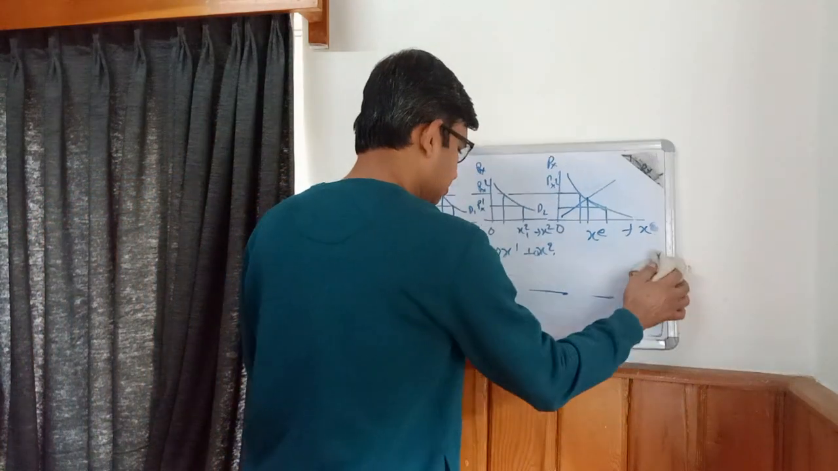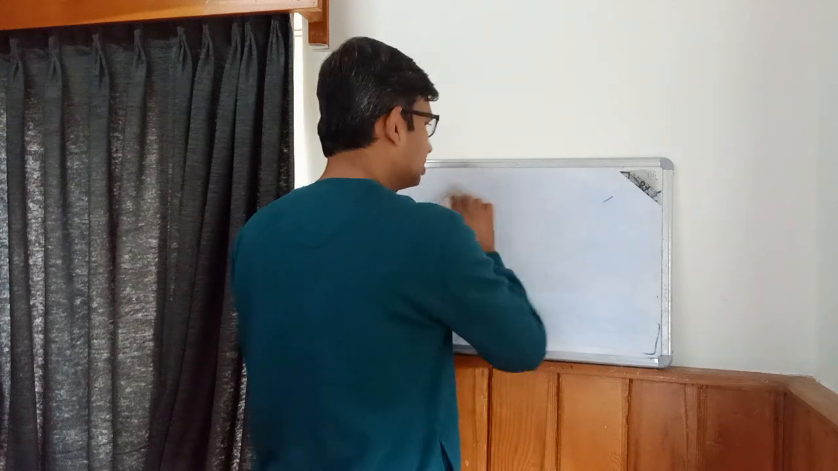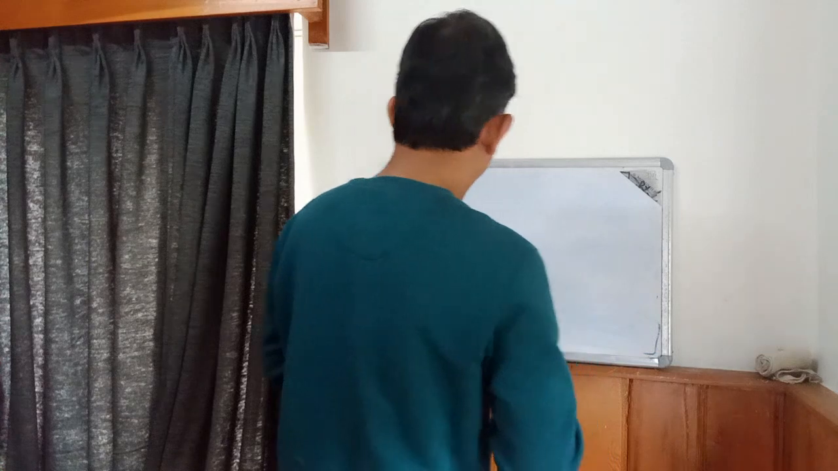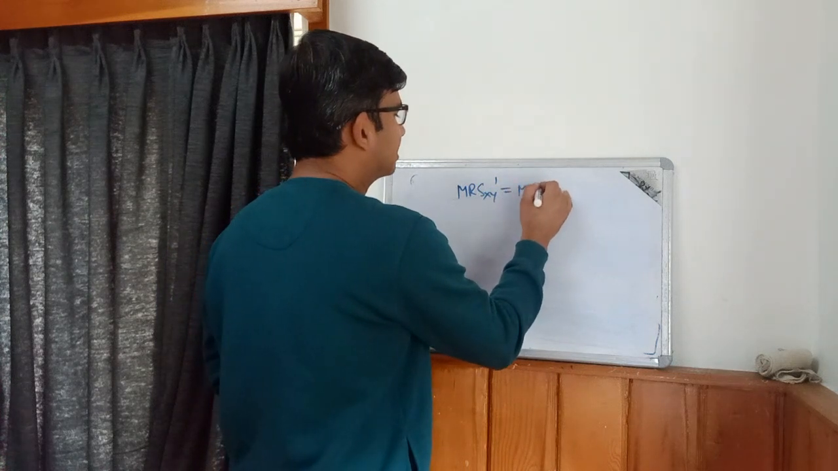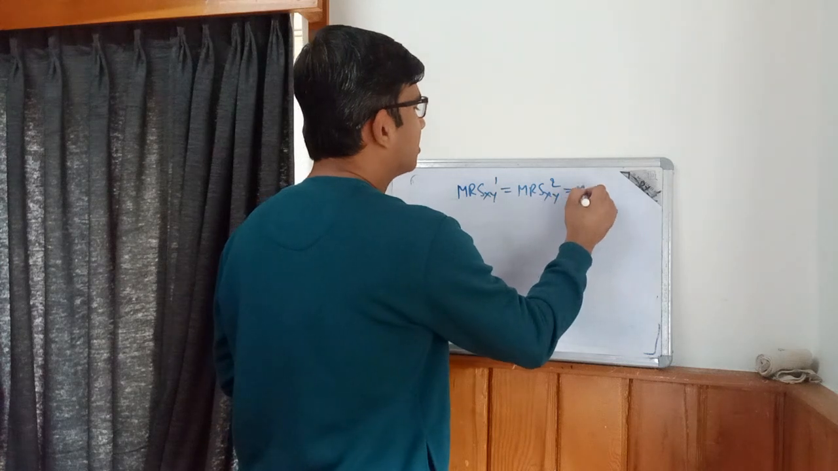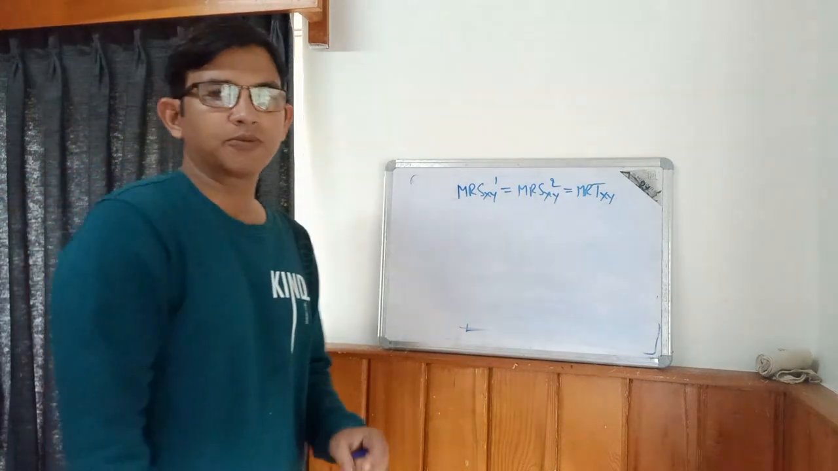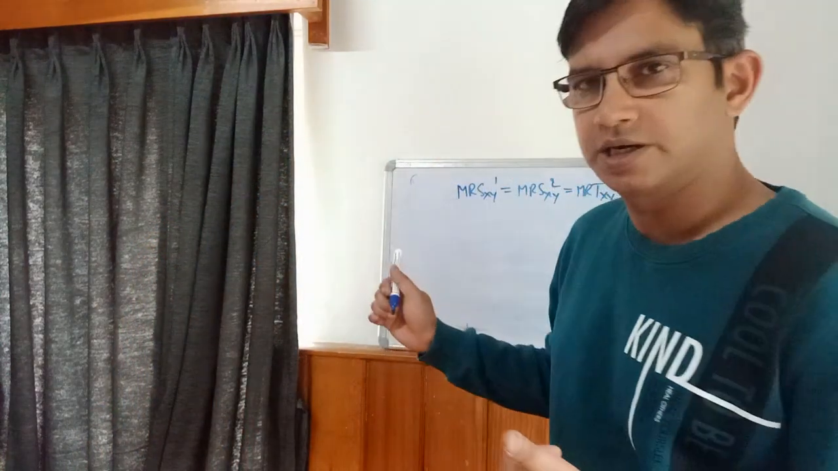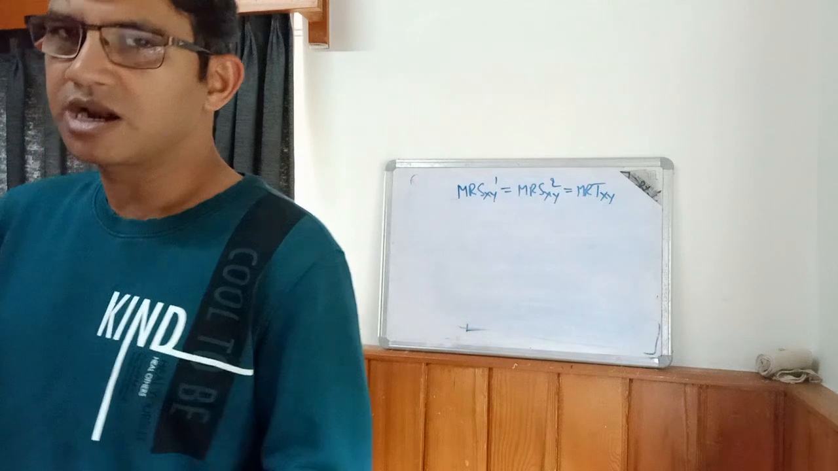From here, we can easily come to the Pareto optimality condition that MRS XY 1 equals MRS XY 2 equals MRT XY. This is the Pareto optimality condition, and we will prove that this condition will be violated if we consider one commodity as a pure public good.